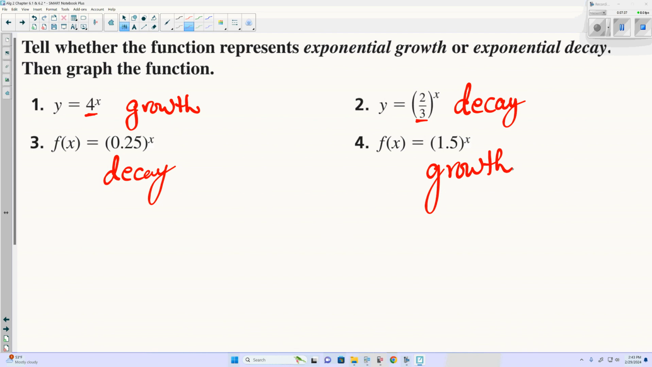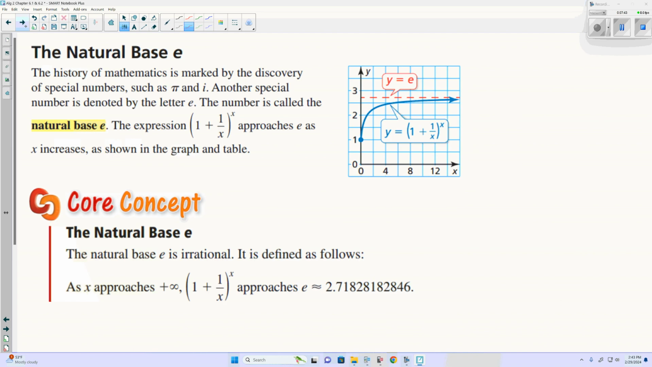Questions on any of this here? I feel good with this so far? All right, well, that wraps up 6.1. We're going to now look at 6.2.